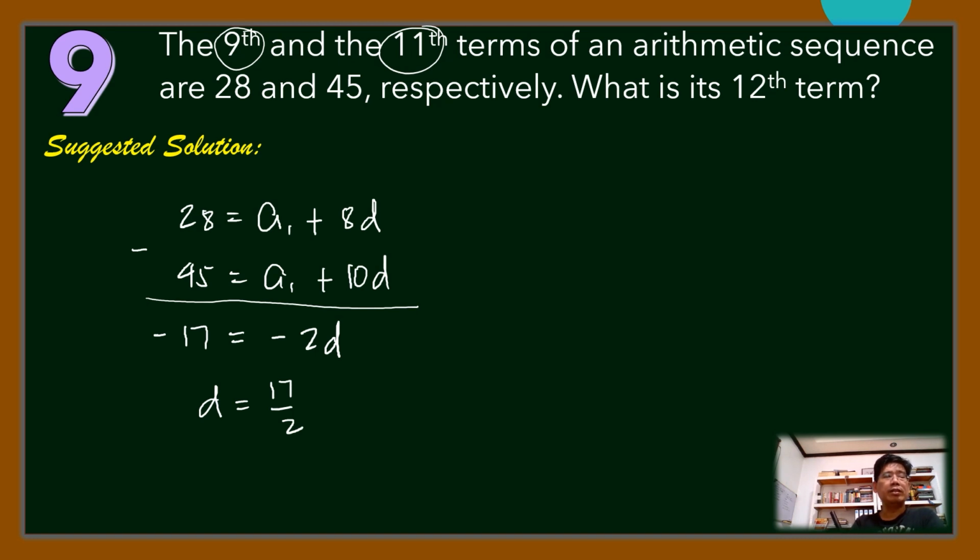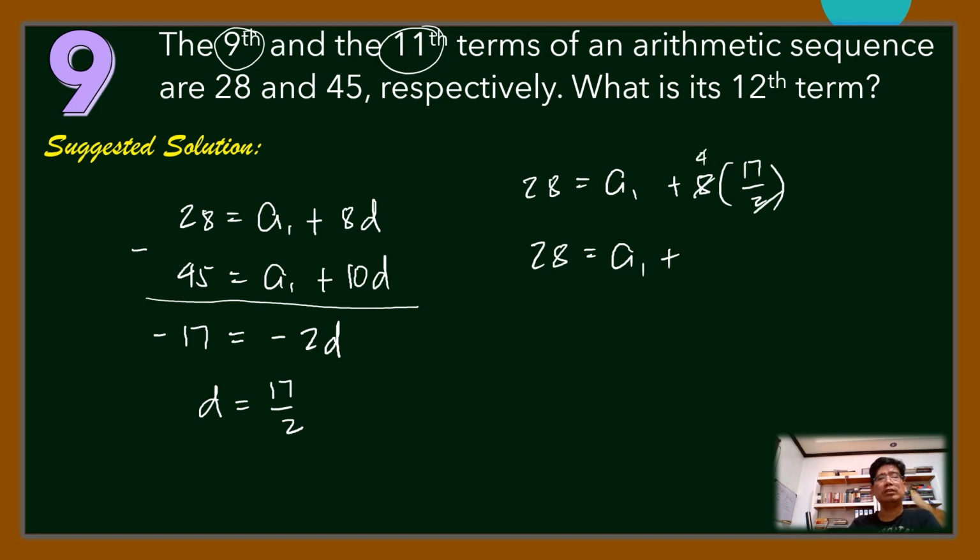Solving for a sub 1, let us use 28 is equal to a sub 1 plus 8 times 17 over 2. And this is equal to 28 equals a sub 1 plus 4 times 17, that is 68. Therefore, a sub 1 is equal to 28 minus 68, that's negative 40.